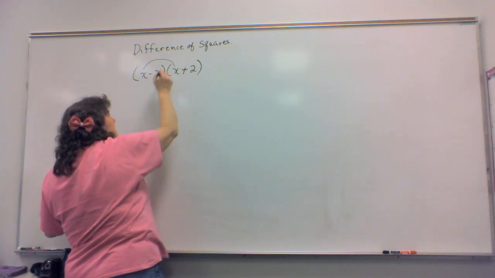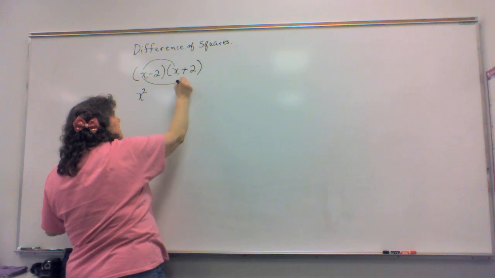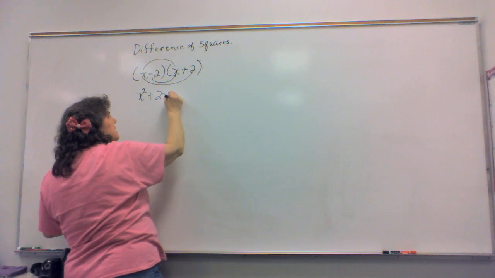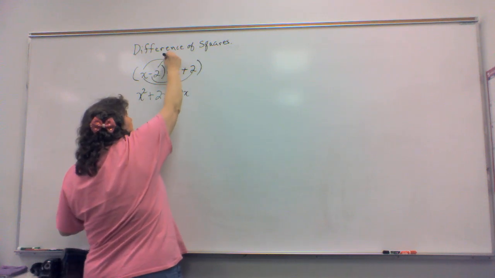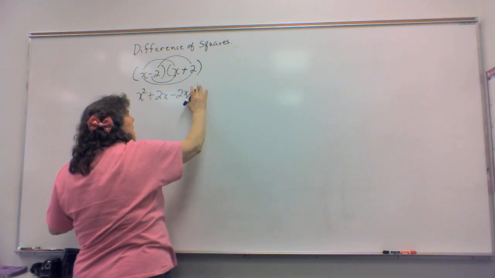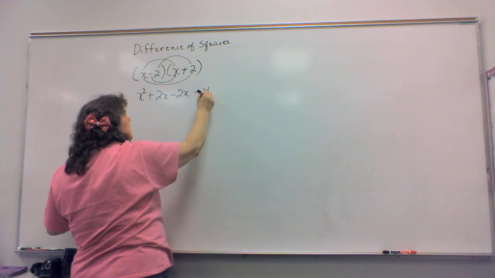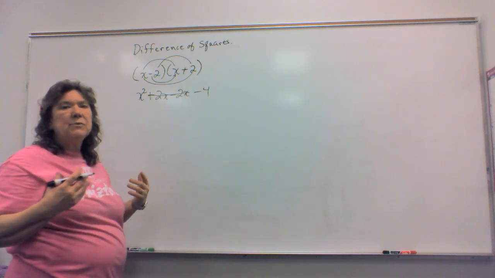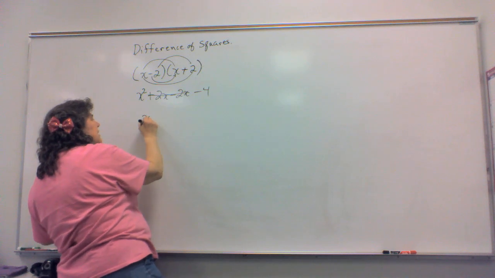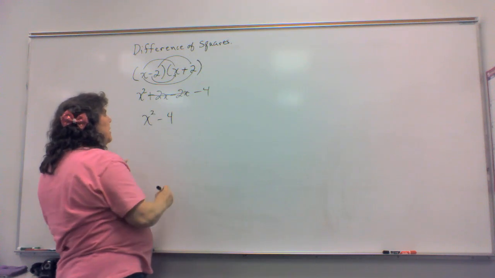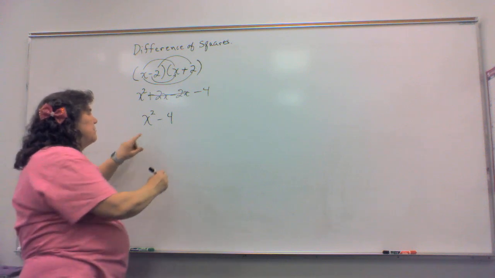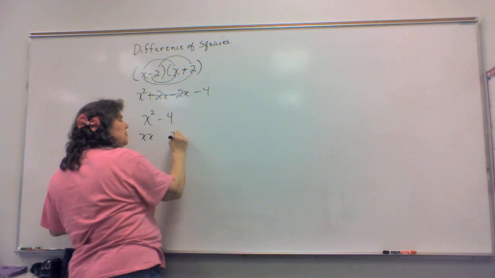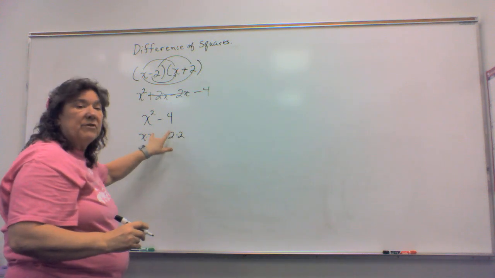Why? Because x times x is x squared, x times 2 is a plus 2x, negative 2x times x is a negative 2x, and a negative 2 times 2 is a minus 4. But notice, 2x minus 2x, those two terms equal 0, and you're left with x squared minus 4. This is called a difference of squares because x squared is x times x, and 4 is 2 times 2. These are perfect squares.